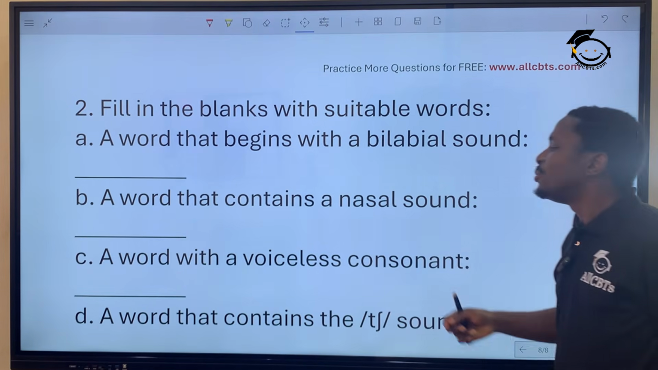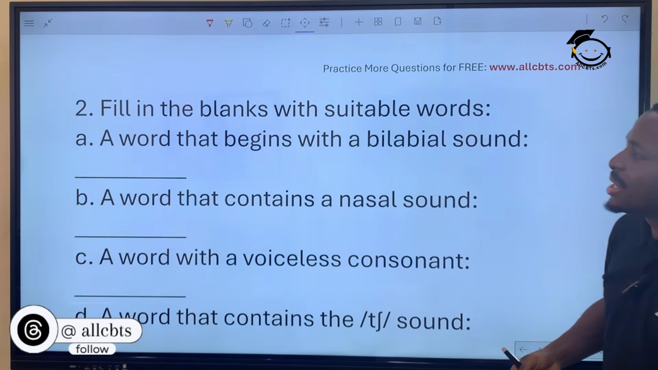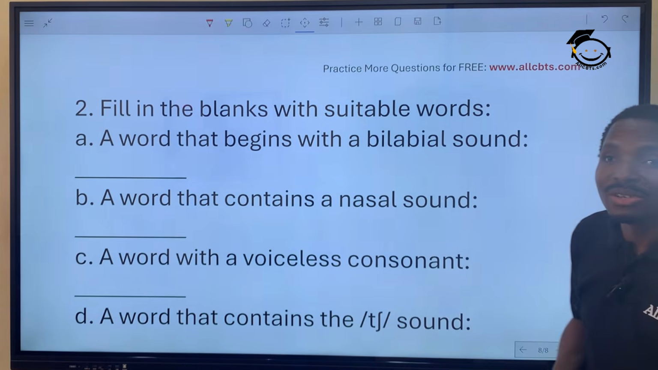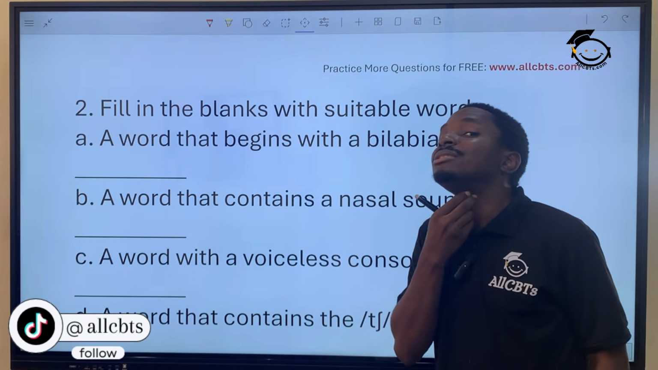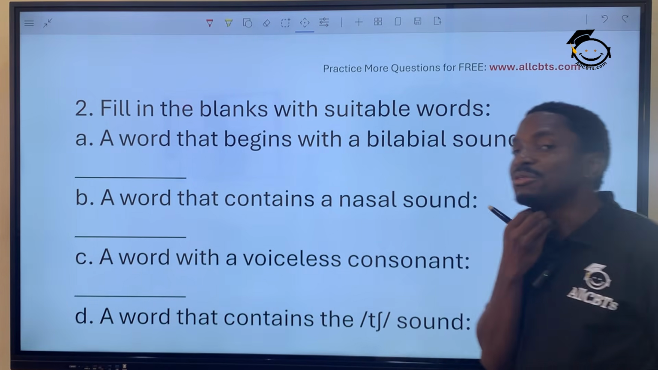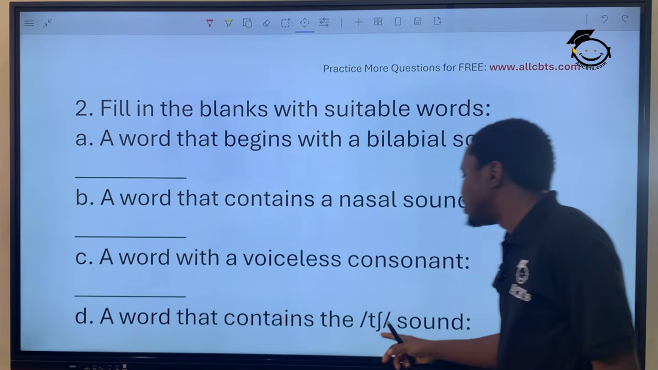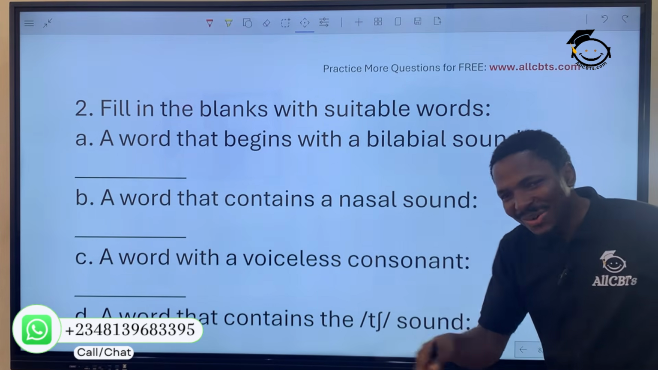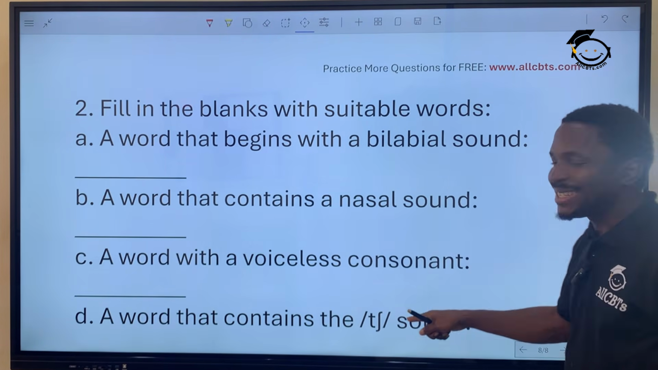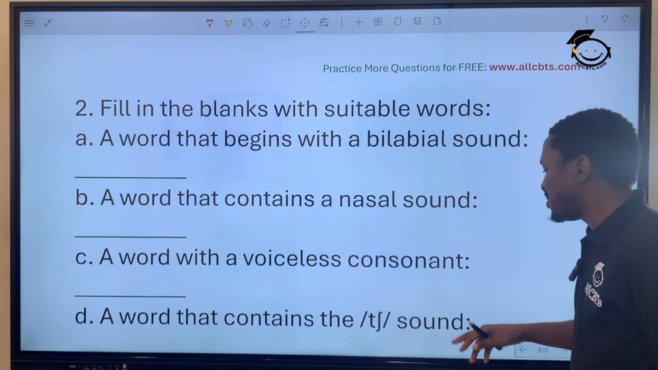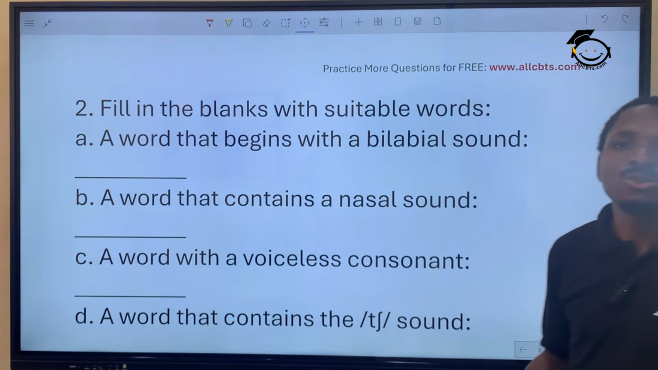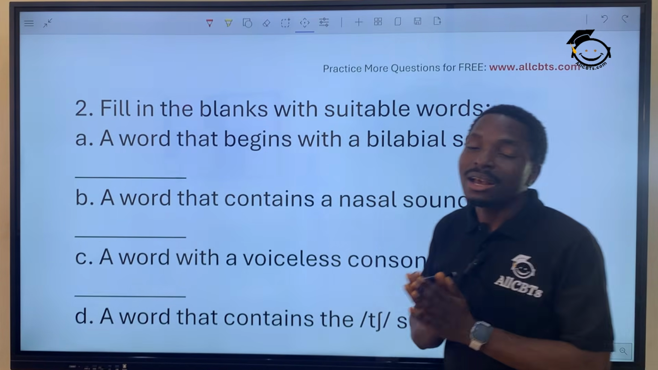Then a word with a voiceless consonant. Give suitable words. A word with a voiceless consonant, where there is no vibration of your vocal cord. Then a word that contains, what's this sound? I don't want to call it. What's this sound? Very popular sound. Yes, you see, I will not call it. So yes, these are your classwork.